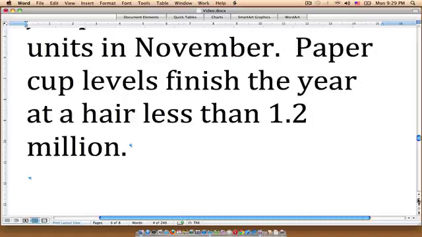Paper cup levels finish the year at a hair less than 1.2 million. A hair less. Perhaps another phrase that you might be interested in committing to memory. This means very, very slightly less than. So if you look at your graph, you'll see that at this point in the year, the figure is almost at 1.2 million, but not quite.